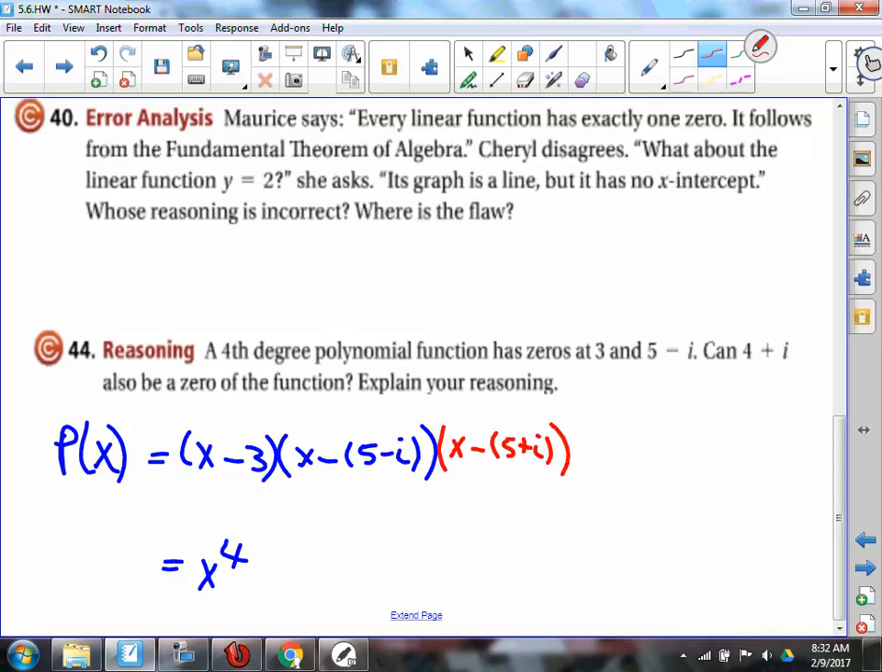So the question is, can 4 plus i also be a 0 of this function? No, why not? Because of the conjugate, it would have to make it a quintic, or they're lying to you.